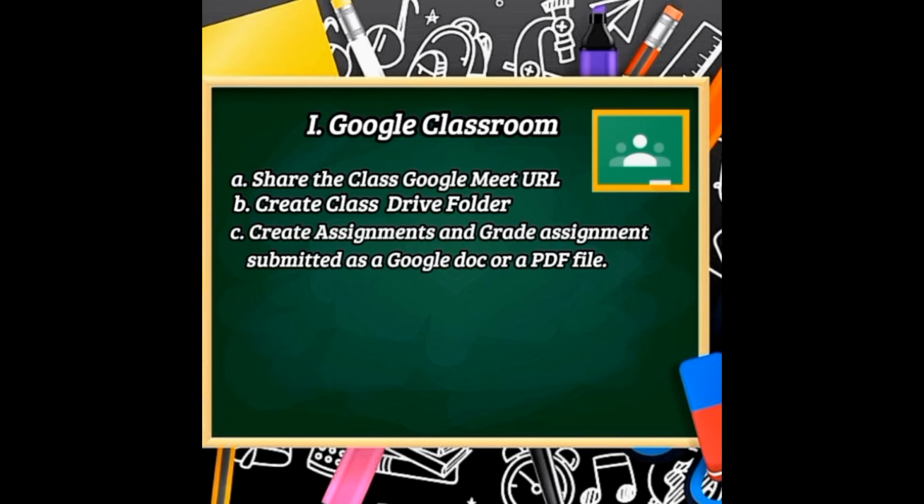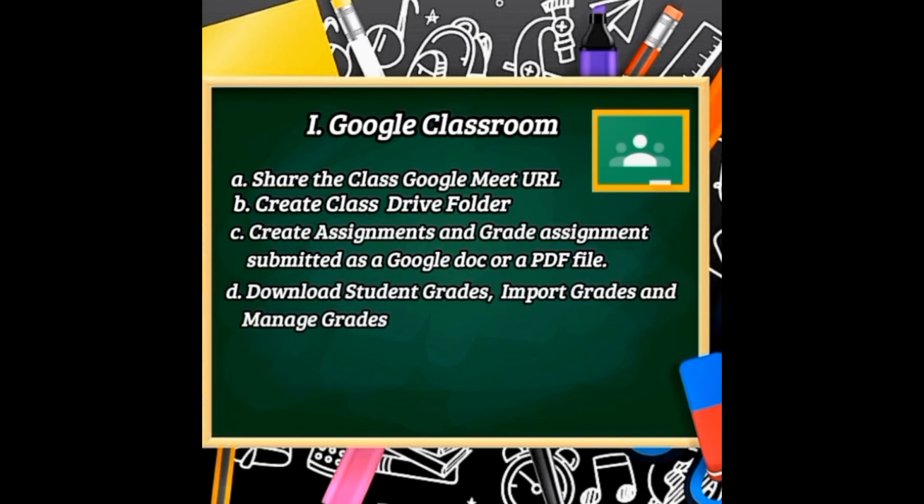Next is download student grades, import grades, or manage grades. You can click on the settings icon on Google Classroom to download student grades for all assignments or for this specific assignment into Google Sheets or as CSV. Once you have graded student submissions in Google Forms, overall grades are calculated for you and you can let students see their overall grade.